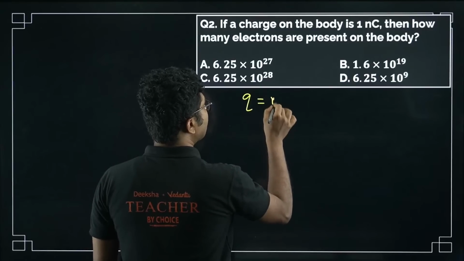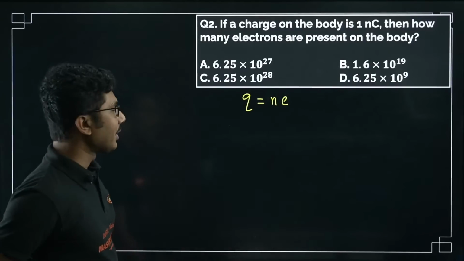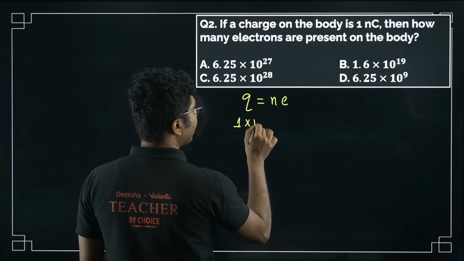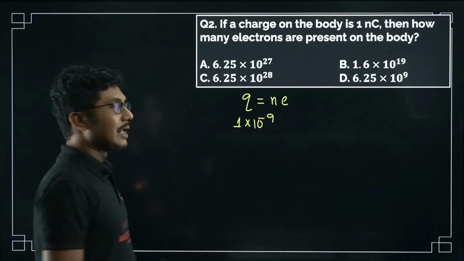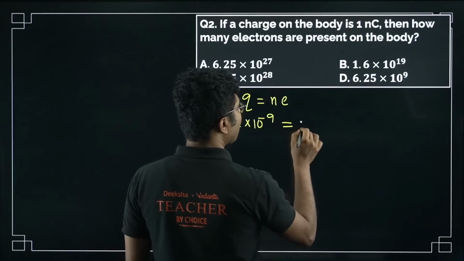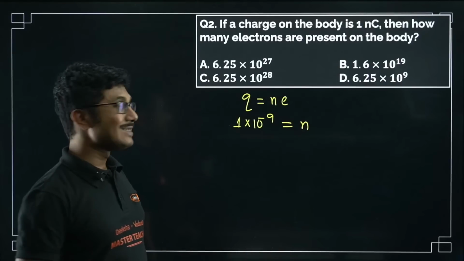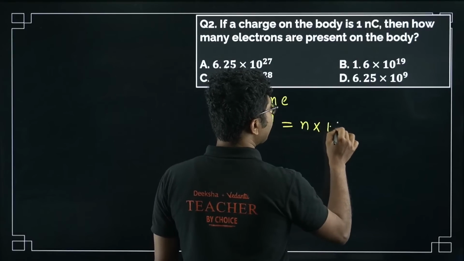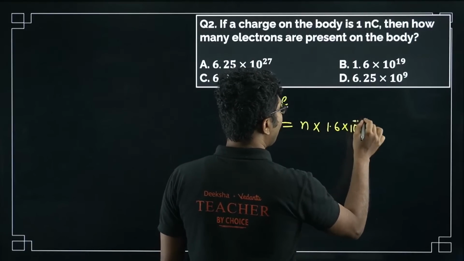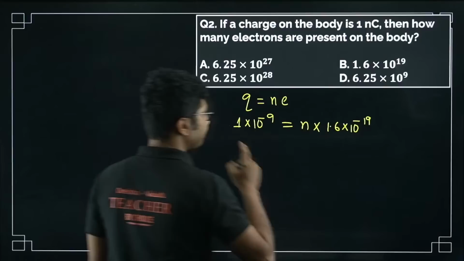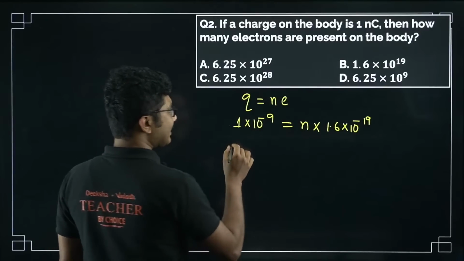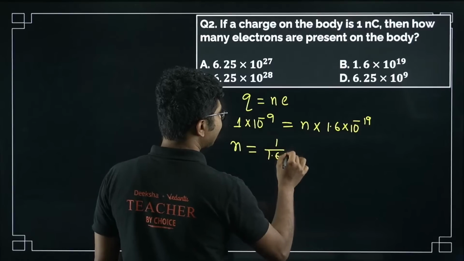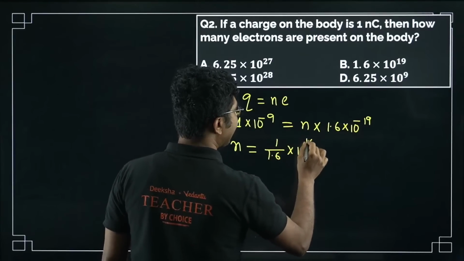Q equals N into E, right? Now Q is given as 1 nanocoulomb. Nanocoulomb means 10 to the power of minus 9. We are trying to find how many electrons, that is N, are present in the object, and E is 1.6 into 10 to the power of minus 19, obviously. So what is N? N equals 1 by 1.6 into 10 to the power of 10.